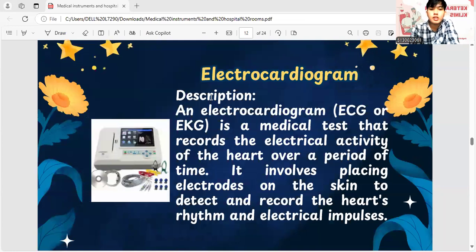And the next tool is the electrocardiogram. The description: an electrocardiogram is a medical test that records the electrical activity of the heart over a period of time. It involves placing electrodes on the skin to detect and record the heart rhythm and electrical impulses.